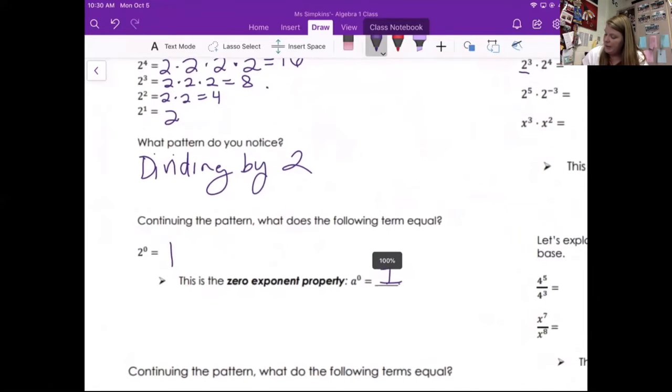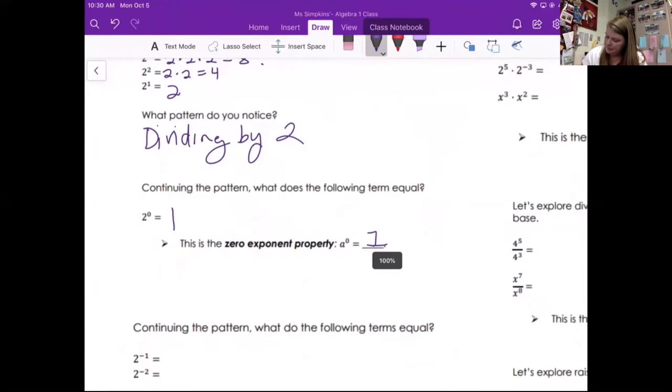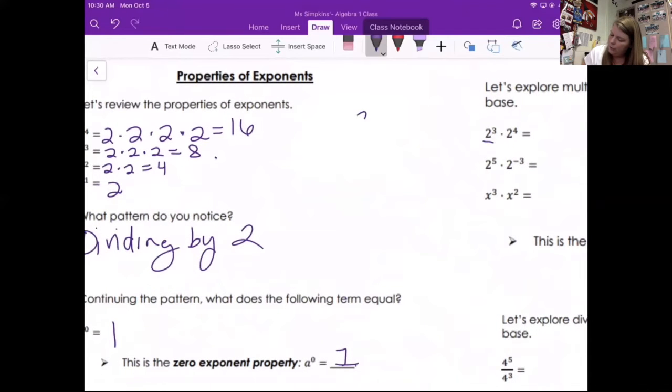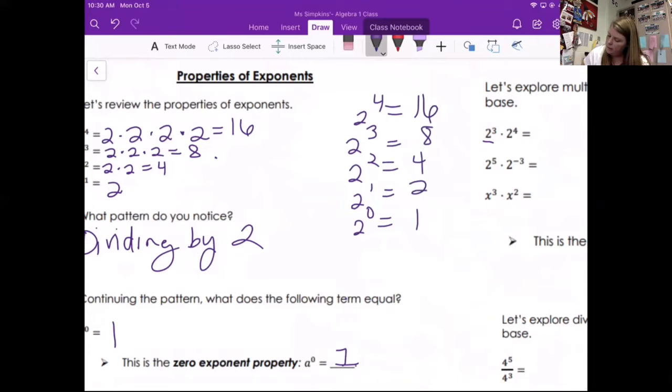So continuing that, actually, I'm going to write it over here just so I can fit it on one screen. So we had 2 to the 4, 2 to the 3rd, 2 squared, 2 to the 1st, 2 to the 0. And we figured out that all of those equaled 16, 8, 4, 2, 1. What would 2 to the negative 1 equal?